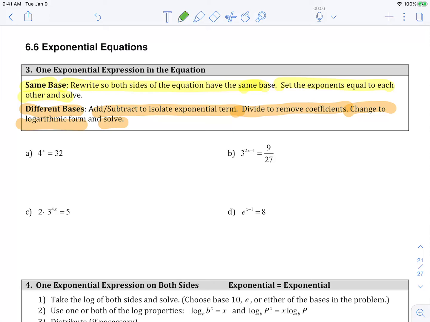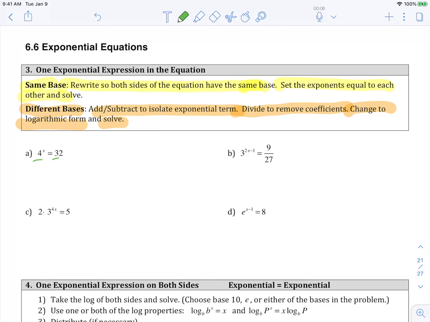So right off the bat, look at this first one. 4 to the x is equal to 32. 32 is a multiple of 4, but it's not a power of 4. So you're not going to be able to rewrite 32 as 4 to some power. So we have to use logarithms. And this is, again, the true power of logarithms.